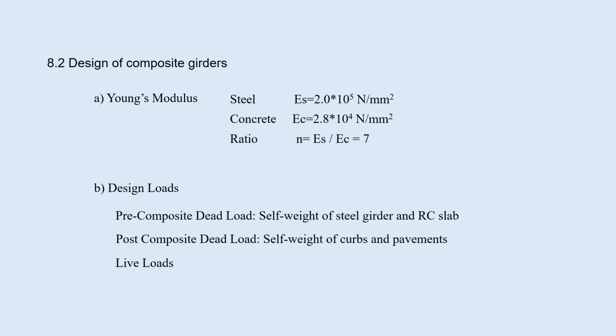This dead load is called pre-composite dead load. On the other hand, self-weight of curbs and pavements are taken by the composite section, which is called post-composite dead load. Live loads are taken by the composite section.